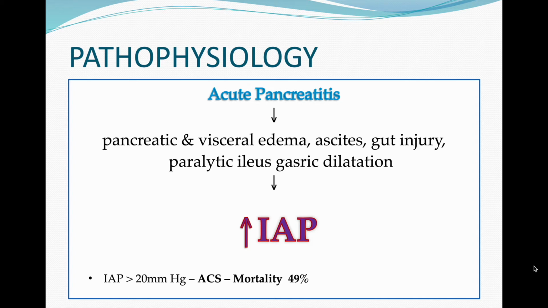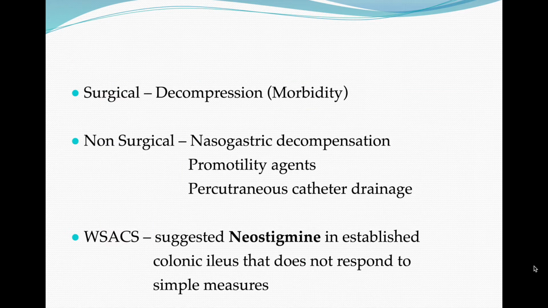Because of the high IAP, there is reduced perfusion, like in the liver or kidneys, or there may be AKI. There is reduced organ perfusion that leads to organ failure, and thus results in a mortality of around 49% in case of severe acute pancreatitis.